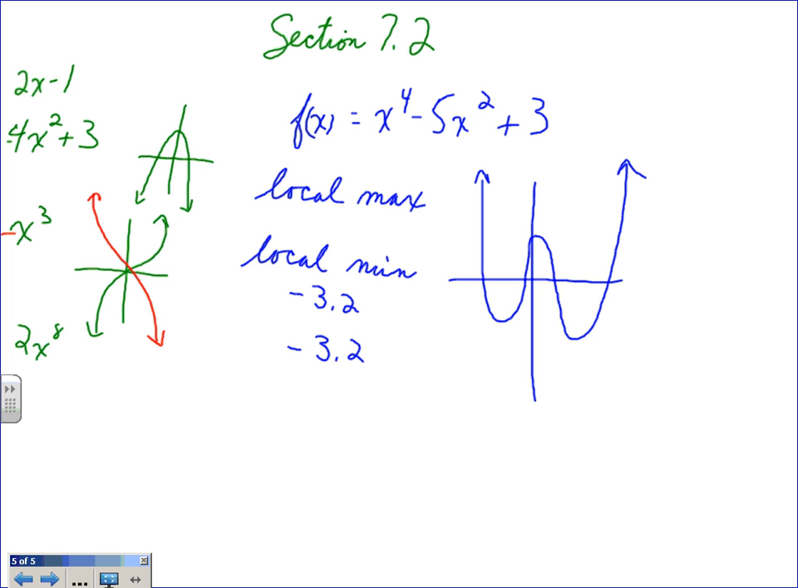Okay, so those are the two local minimums. And both of these occur here at negative 3.2. We're just looking at the y values. We have one local max. Do you see why they call it a local max?